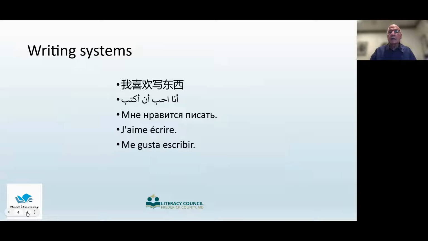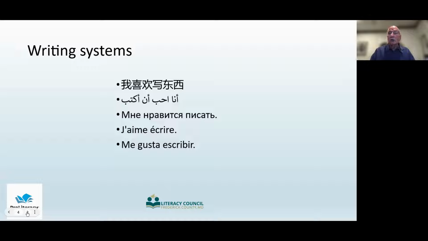Writing in a second language can be challenging. Assuming that a student can read in their own language, a big challenge can be the language's writing system. Some languages, like Chinese, are not alphabetic. The Chinese language uses symbols to represent entire words or phrases. Other languages, like Arabic and Russian, are alphabetic, but their letters are completely different. And in Arabic, you read from right to left.